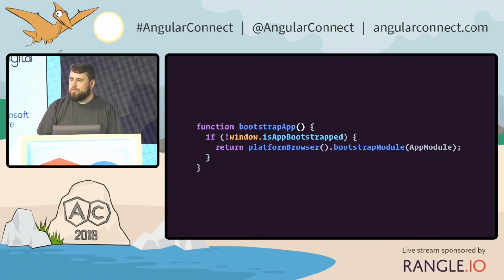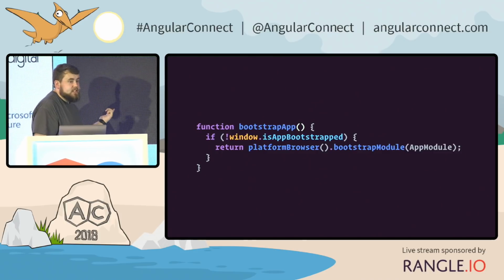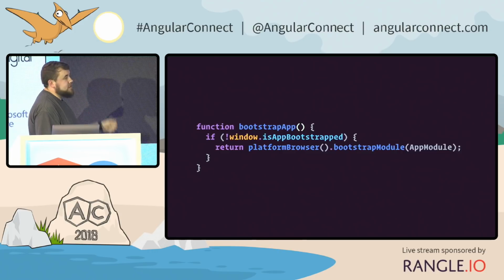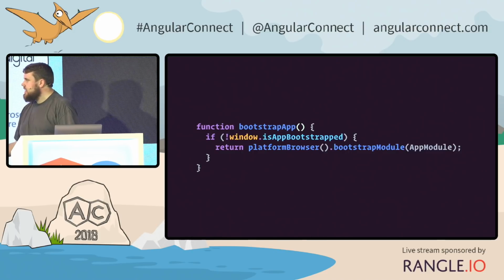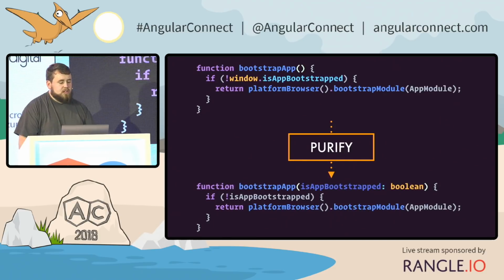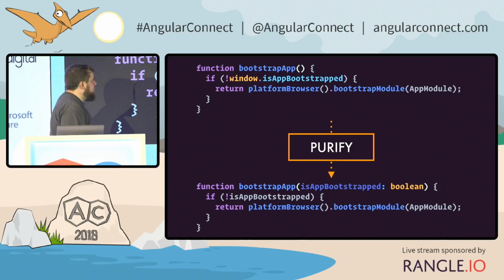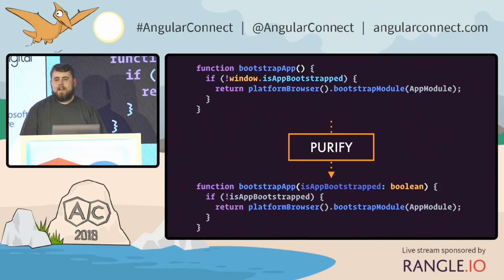A pure function must always return the same result for a given set of inputs. This bootstrap app function doesn't do that, and it's because it's reading from some global state, this is app bootstrapped flag that's on window. That means each time you call this application, it's going to return something different. You have no guarantee that it's going to return the same thing each time you call this function. So how can we make this a pure function? Well, instead of reading from global state, we could just have that state passed into this function as an argument. Now, depending on how you call this bootstrap app function, it's always going to return the same result. You have a guarantee about how this function is going to behave.